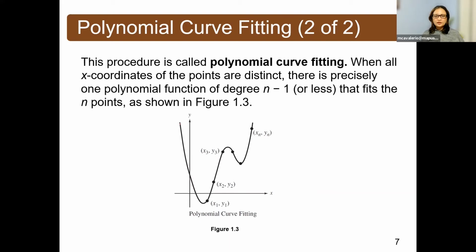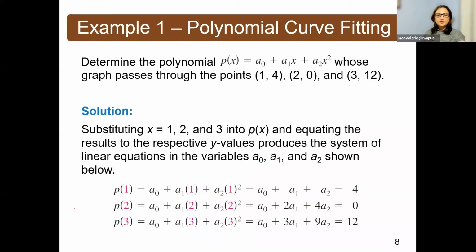When all x coordinates of the points are distinct, there is precisely one polynomial function of degree n minus 1 or less that fits the n points, as shown in figure 1.3. So we see here that we're given several points with different x coordinates. We have here x sub 1, y sub 1, x sub 2, y sub 2, x sub 3, y sub 3, and x sub n, y sub n. Now, how do we find the best fit for a given set of points?